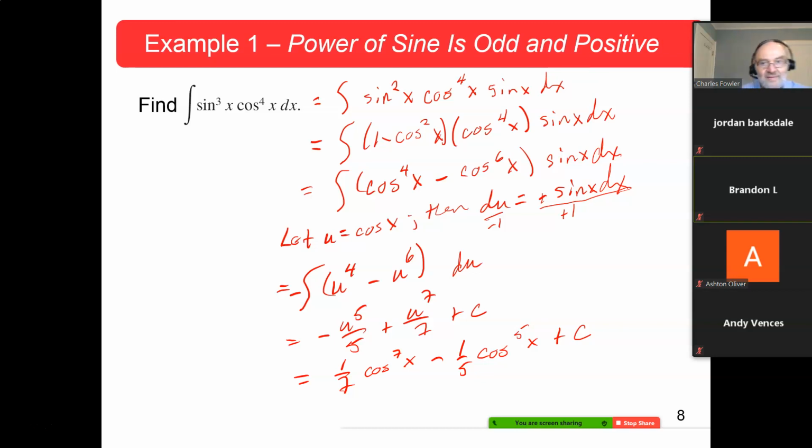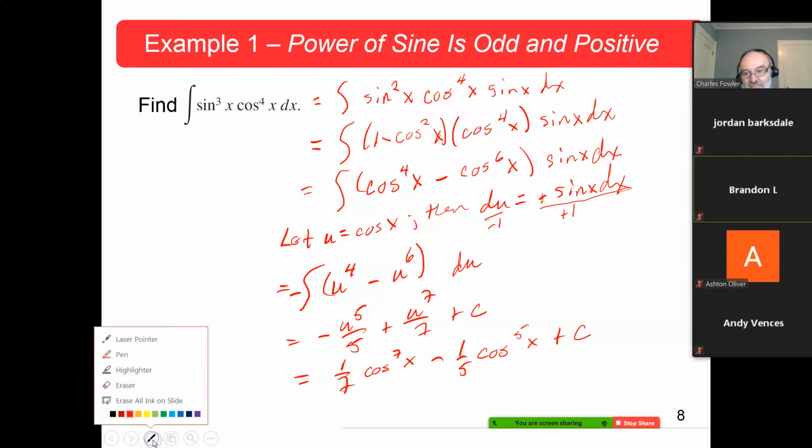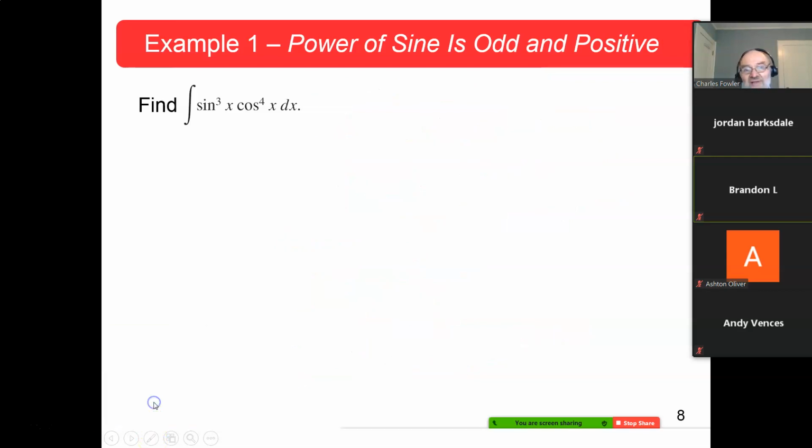Now, they have a little blurb here on technology. A computer algebra system used to find the integral gives you a different answer. And basically all you have to do is rearrange things. That's a much more complicated answer than the one we got. I like the one we got. Any questions on this before I erase? Okay. Let's see how they did it.